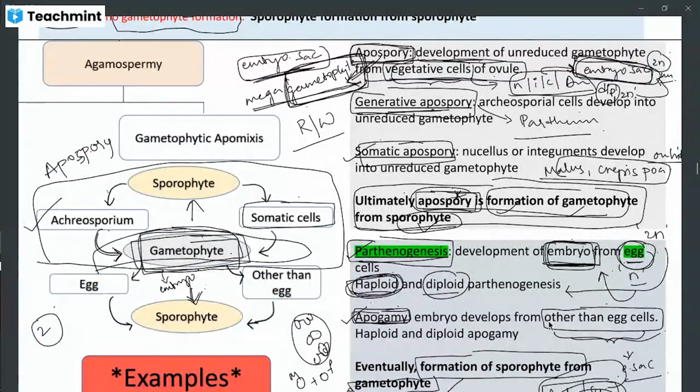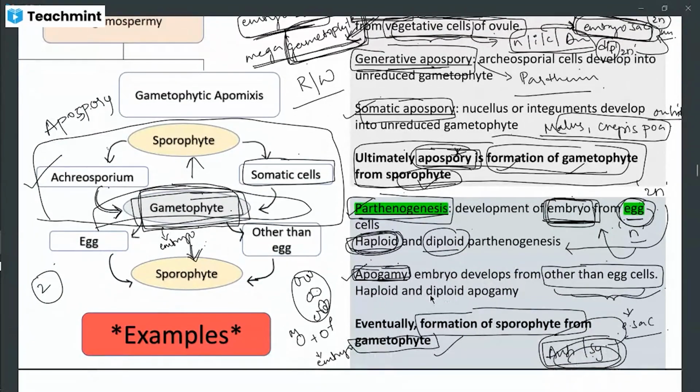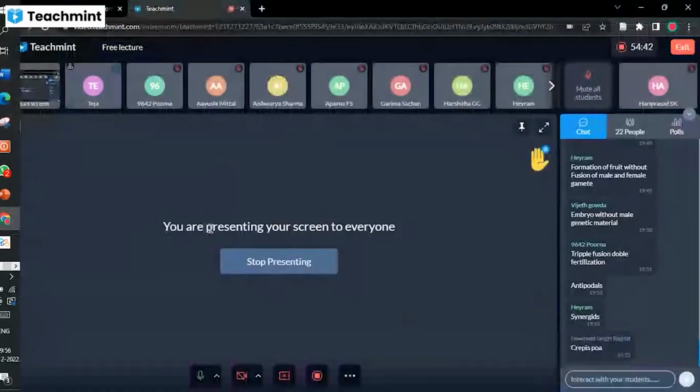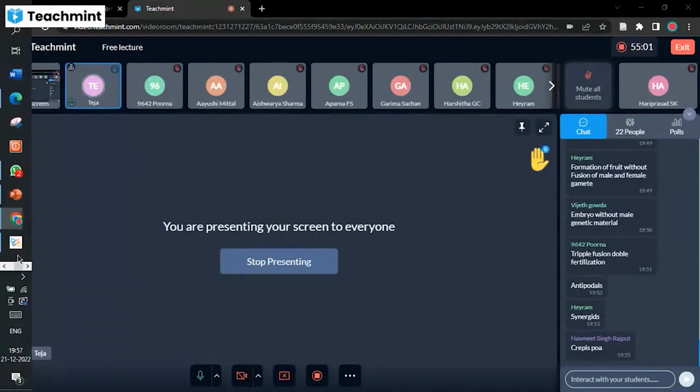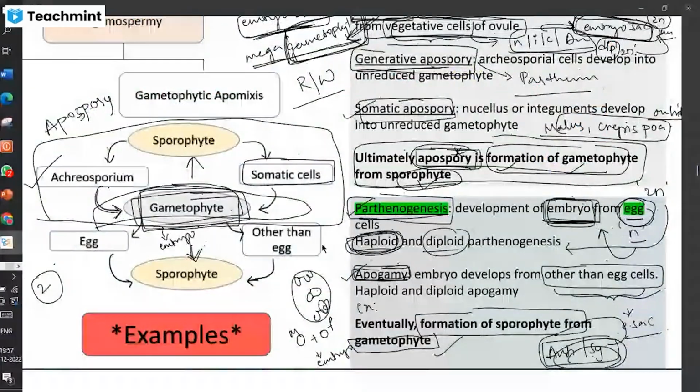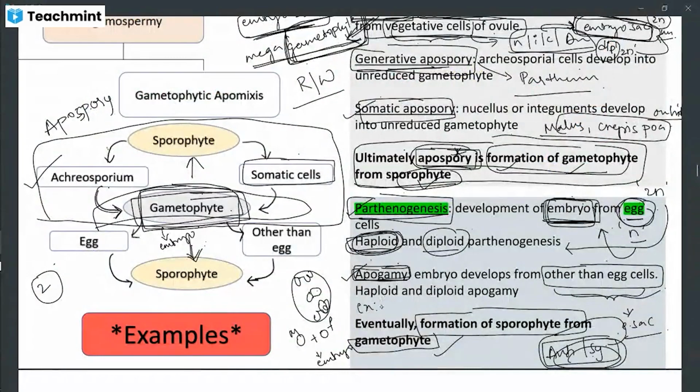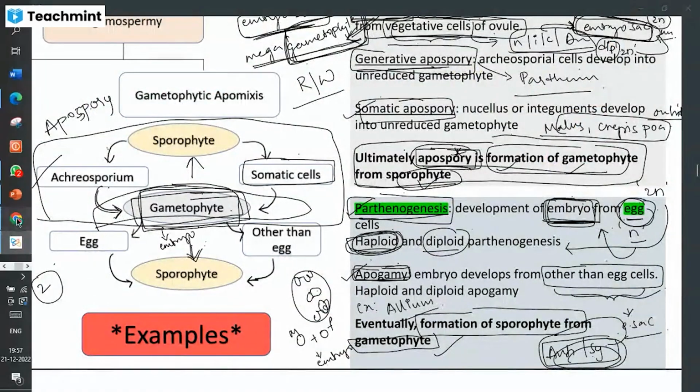And what are the examples for your apogamy? Anyone? The most important example. It can also be seen in your bulb, and the example for bulb is also an example for apogamy. It is your Allium species. Please do remember.